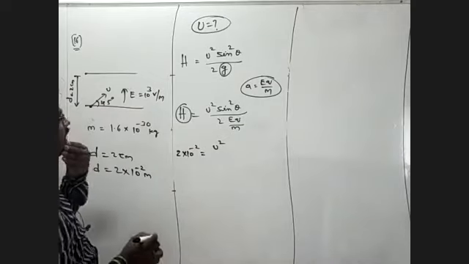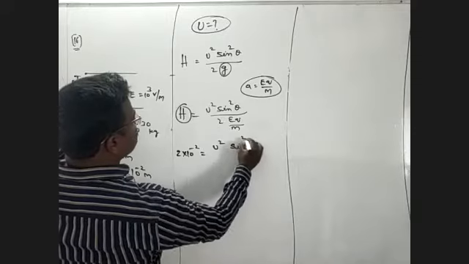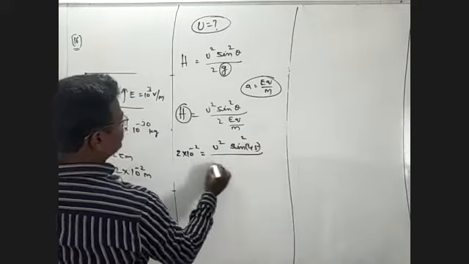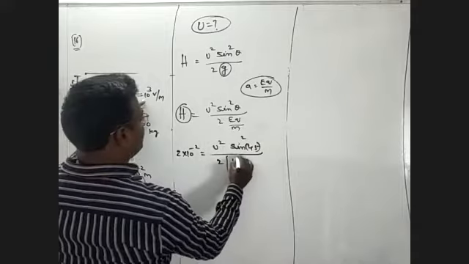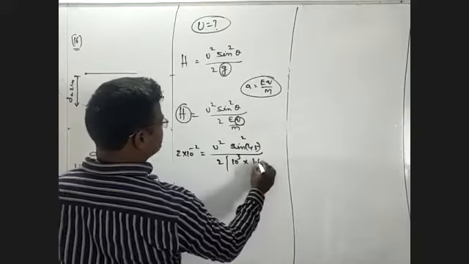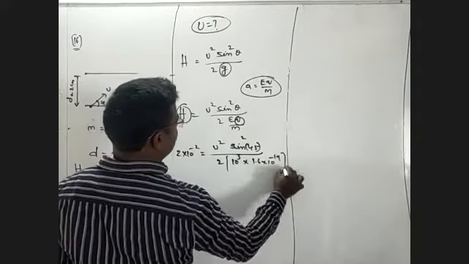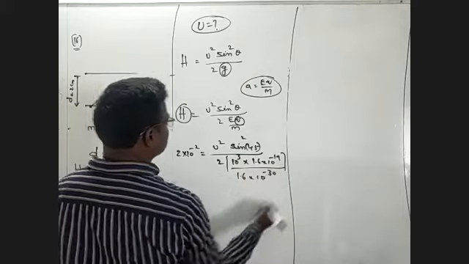So the value is u square sin square theta, with sin square 45 degrees. This is 2 into E, where E is 10 power of 3, and Q is the charge of the electron, which we take as 1.6 into 10 power of minus 19, and the mass of the electron 1.6 into 10 power of minus 30.